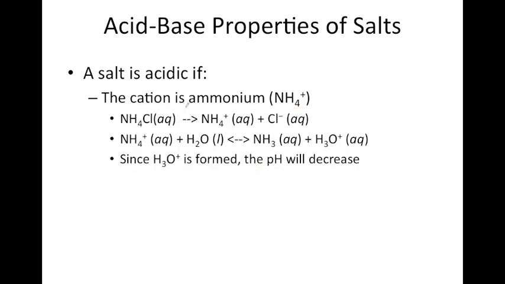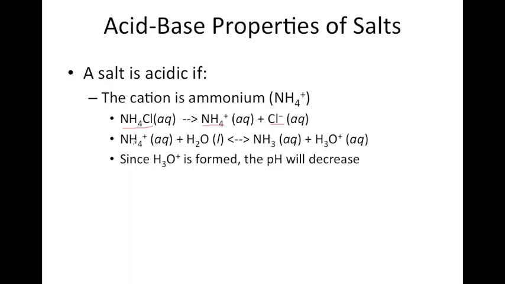So if we have a salt that has the ammonium ion, it's acidic. Let's look at an example. Here we have ammonium chloride as our salt, when it dissociates into the ammonium ion and the chloride ion. Now, ammonium is a weak acid.